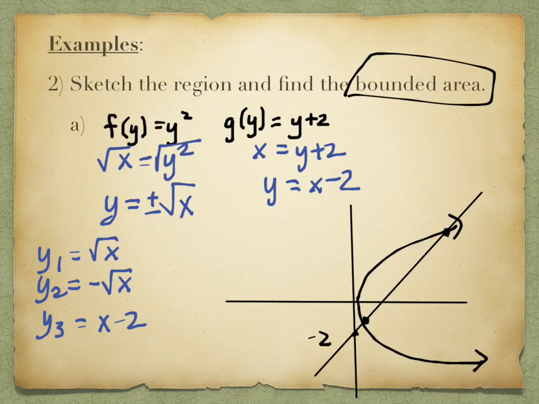Yeah, you could set them equal to each other. And in fact, I'm going to go back to the original equations before we solved for x's and all that good stuff and set them equal to each other so you can see that from that perspective. So the original equations were y squared and y plus 2. Right? How in the world do you solve an equation like this?